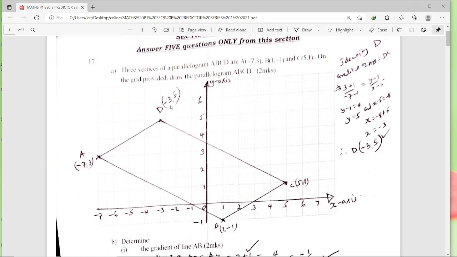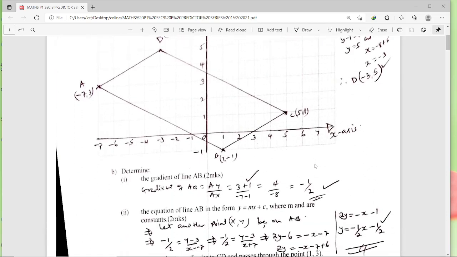So you locate the point (-3, 5). This is how you identify D, so that you know where D will be. Then from there you join to make a parallelogram. So you score your 2 marks, one for identifying this and another one for drawing the points.